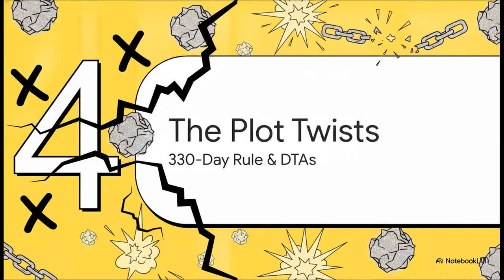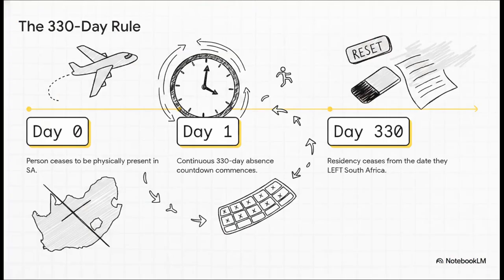Move into Section 4, the plot twists, featuring the 330-day rule and DTAs. Okay, so you've tested for ordinary residents, you've done the physical presence math, and you think you have your answer. Well, not so fast. Let's look at the 330-day escape rule.